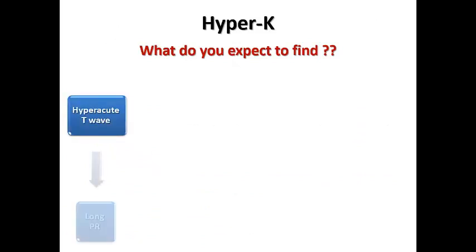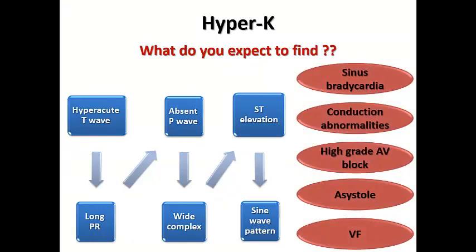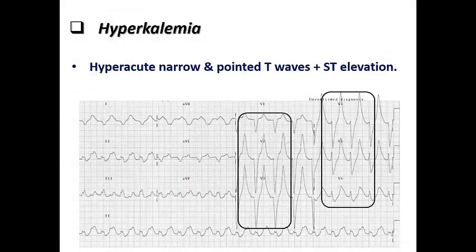In hyperkalemia, what do we expect to find? We expect hyperacute T wave, long PR interval, absent P waves, wide complex QRS, and in extreme conditions sine wave pattern. And these conditions can be a result of severe hyperkalemia resulting in mortality. So in hyperkalemia, we can see hyperacute narrow and pointed T waves with ST elevation. So this is for hyperkalemia.